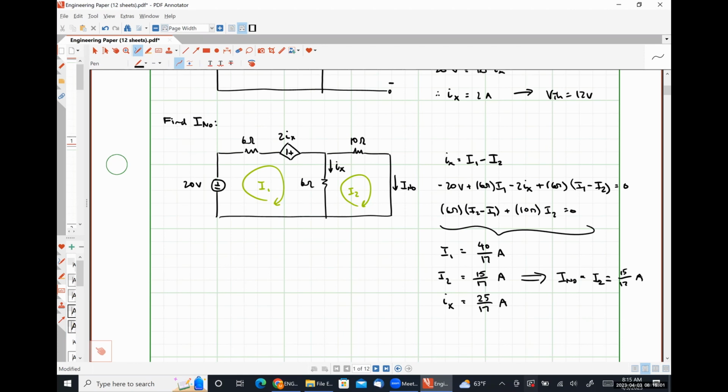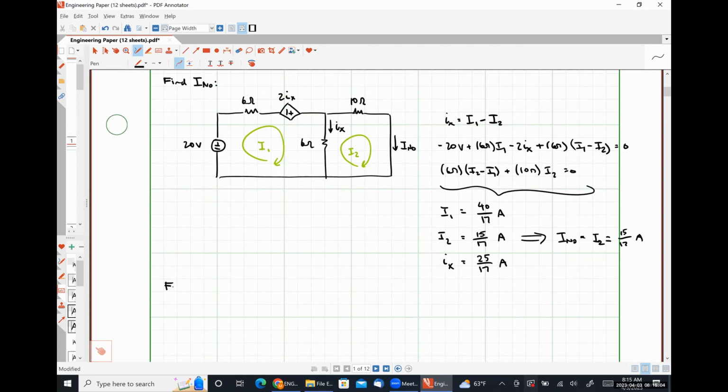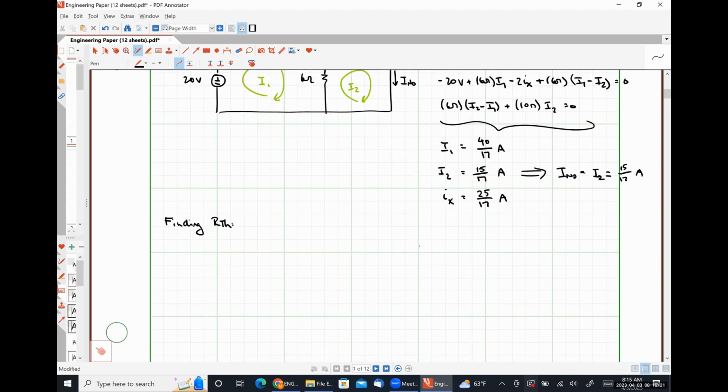So now we need to figure out what our Thevenin resistance is. So, what's it going to be? So, we know for sure that our Thevenin resistance, RTH, is simply our Thevenin voltage divided by our Norton current. So 12 volts over 15 17ths of an amp. So 12 times 17 over 15.